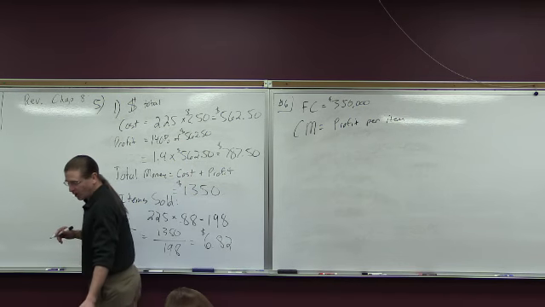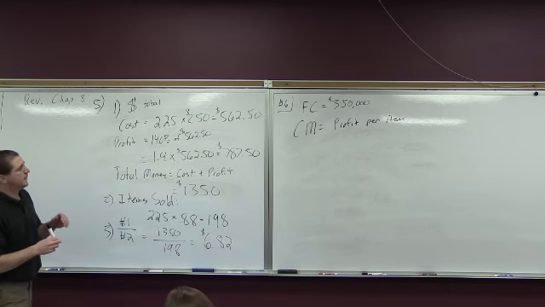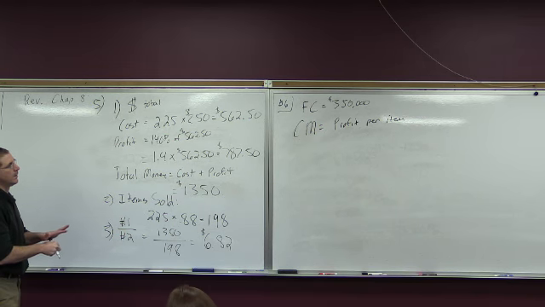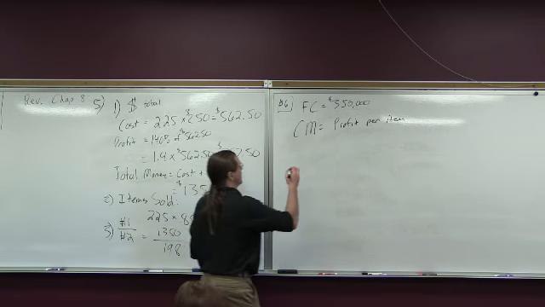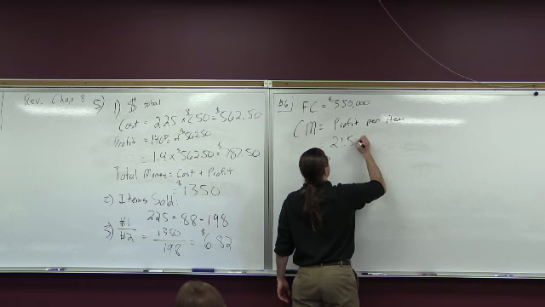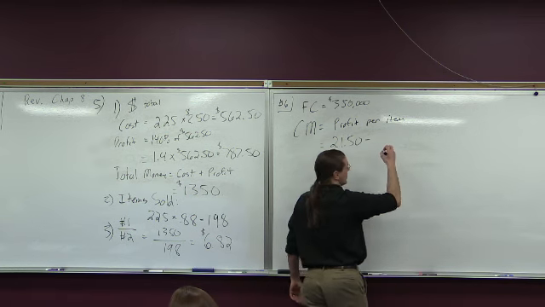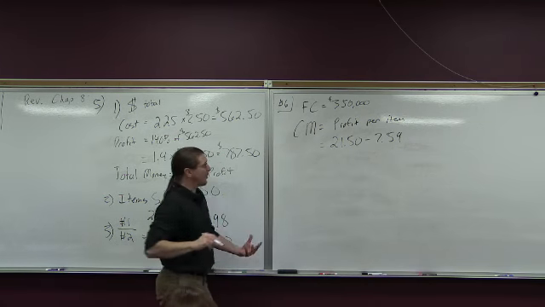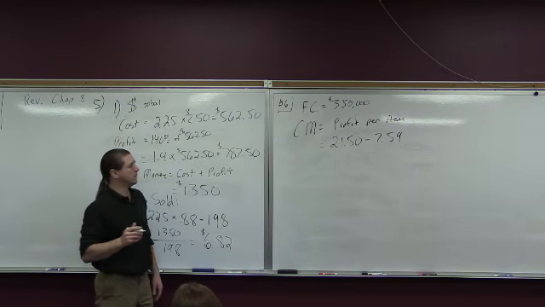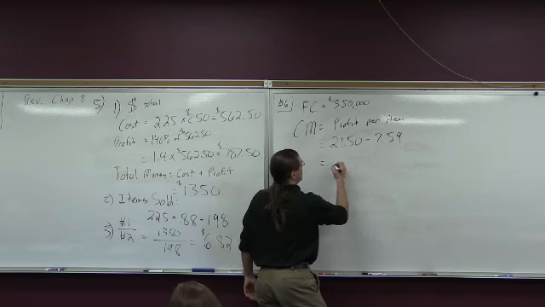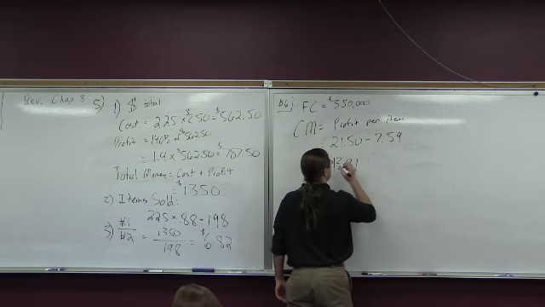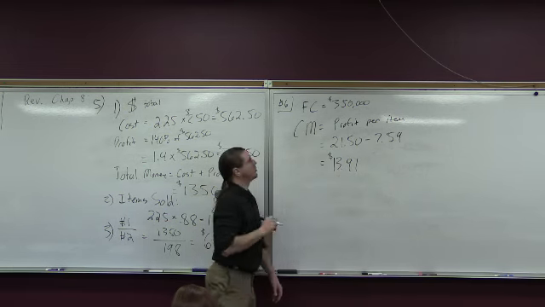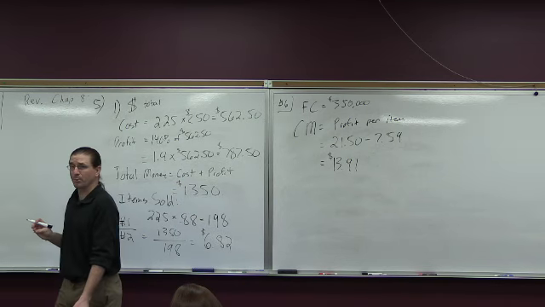The contribution margin, CM. $21.50 minus what was the cost again? $7.59. How much money do I make for each train that I sell? $13.91. That's my contribution margin. How do I figure out my break-even point?